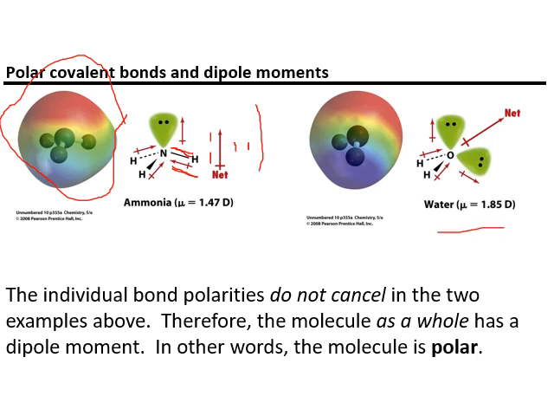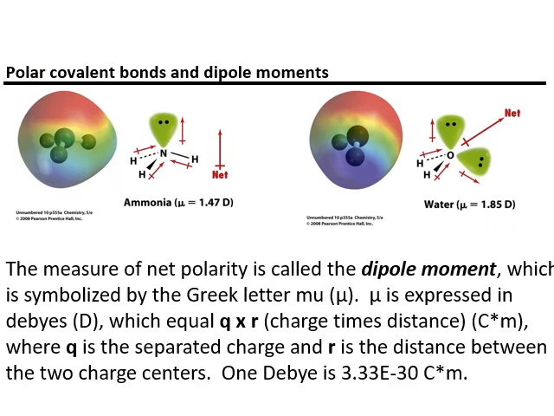Same thing over here on the right-hand side for water. They're both kind of pointing in the same direction. O here is more electronegative than the H's, so it pulls electrons to itself. We've talked about this before. So the molecule is polar. Let's go to the next slide.